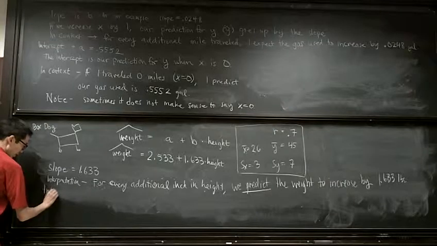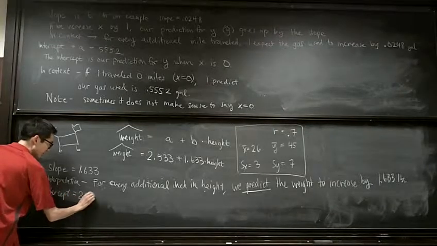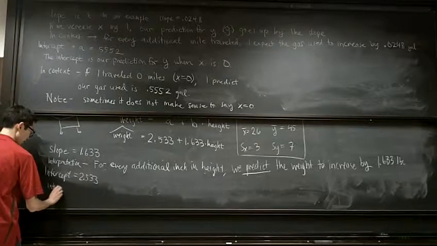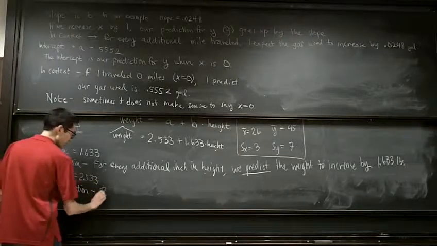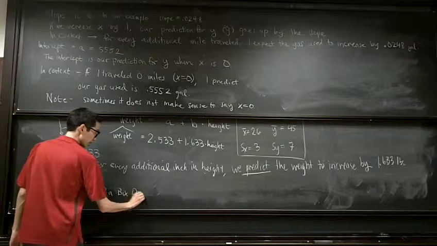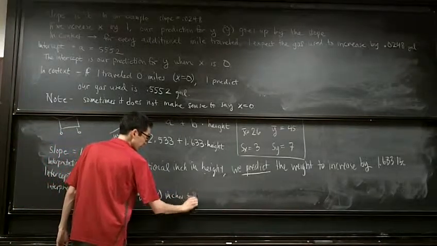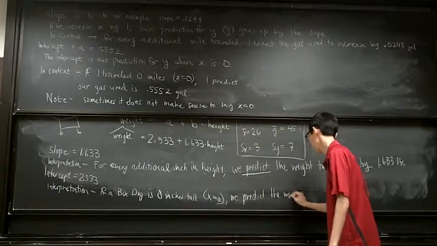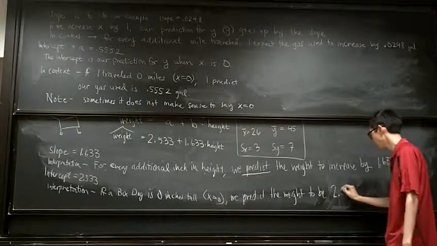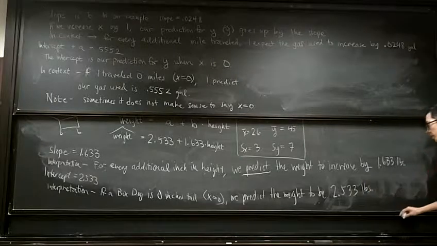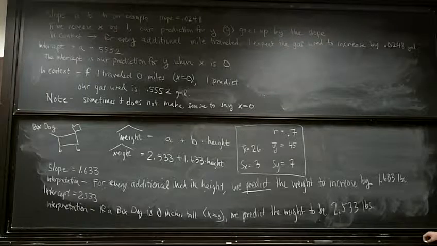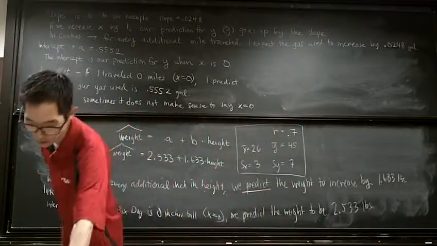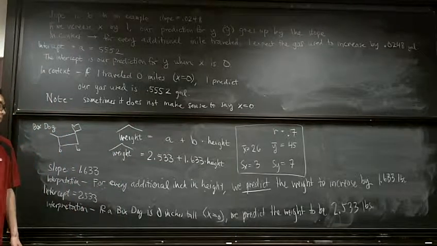The intercept is equal to 2.533, and the interpretation here, there's not a meaningful interpretation, but the interpretation is that if a box dog is 0 inches tall, okay, meaning x equals 0, we predict the weight to be 2.533 pounds. Okay? And you can't have a dog that's 0 inches tall. But if we did, that's what we would predict would be our weight. Okay? Alright.